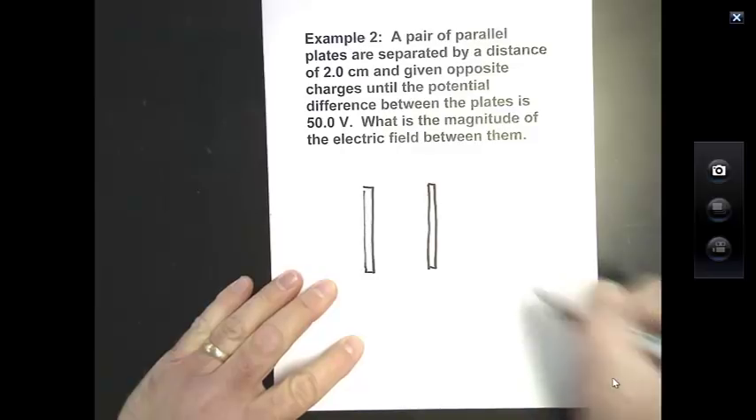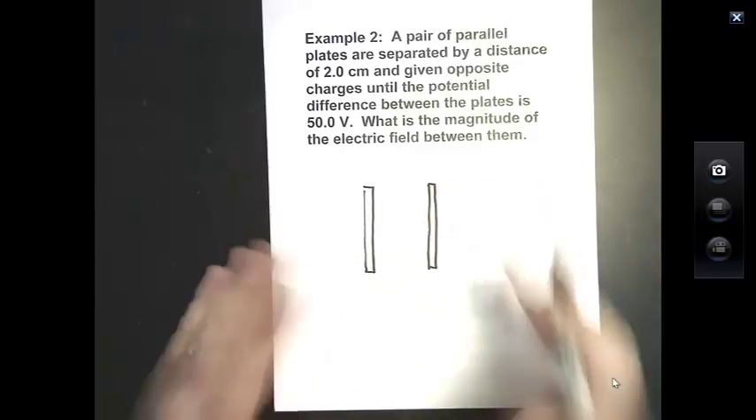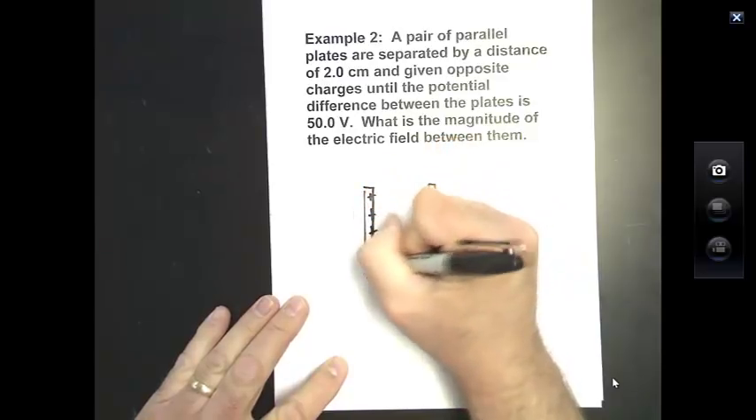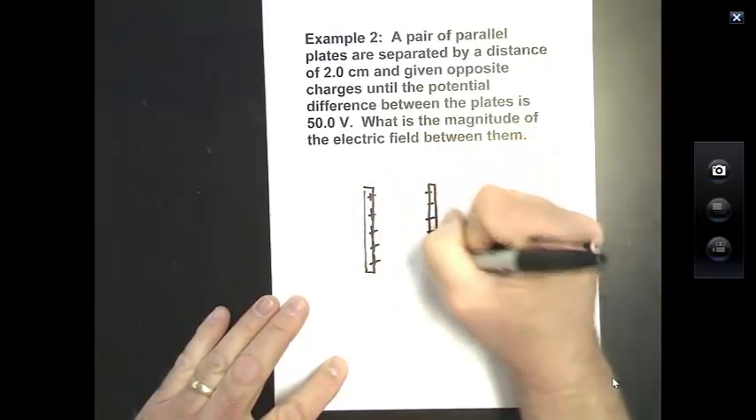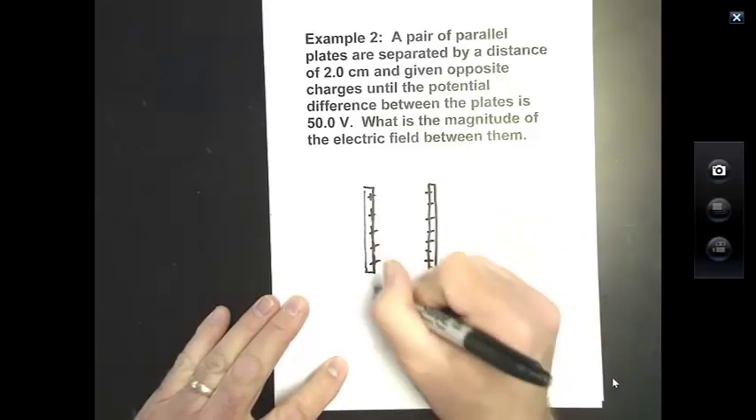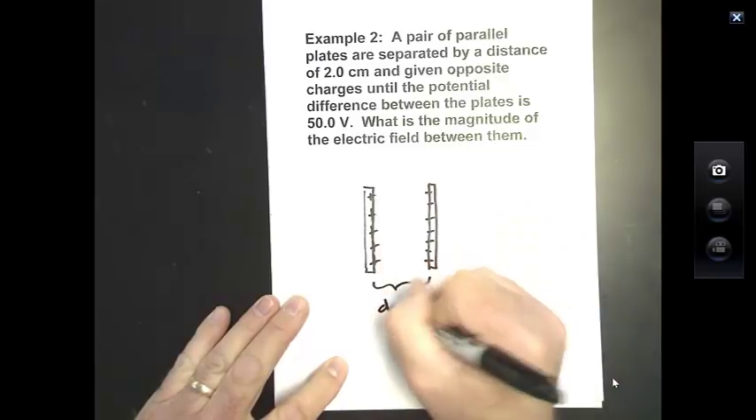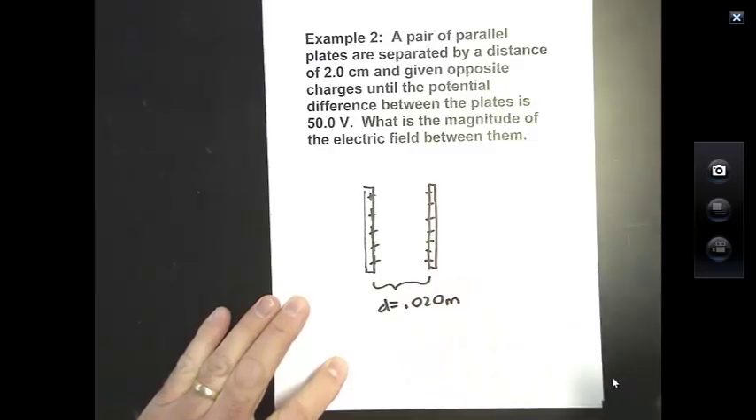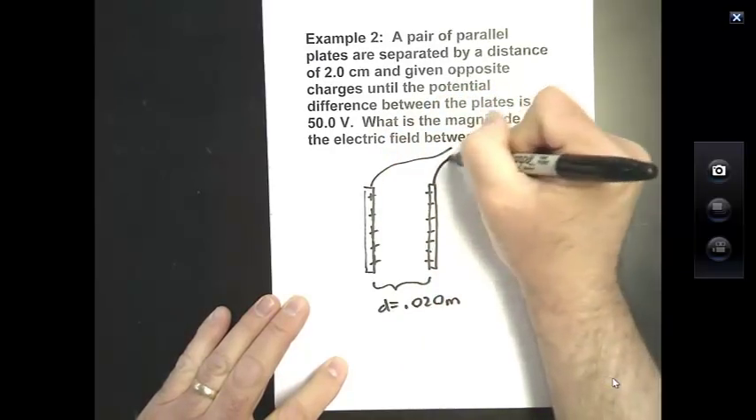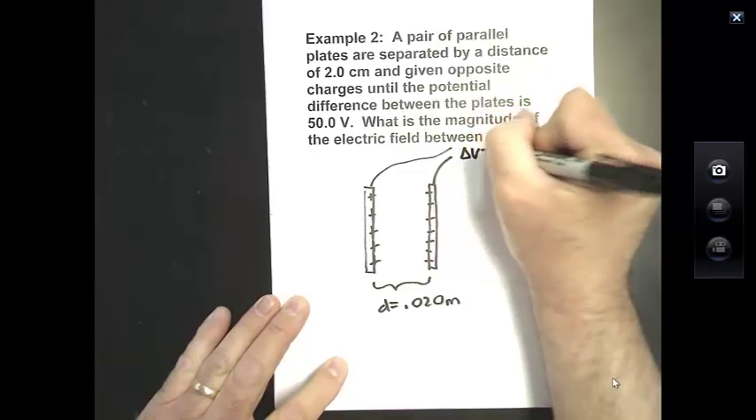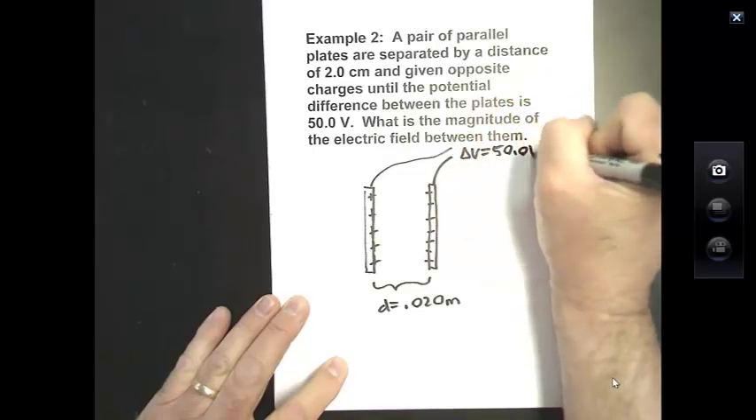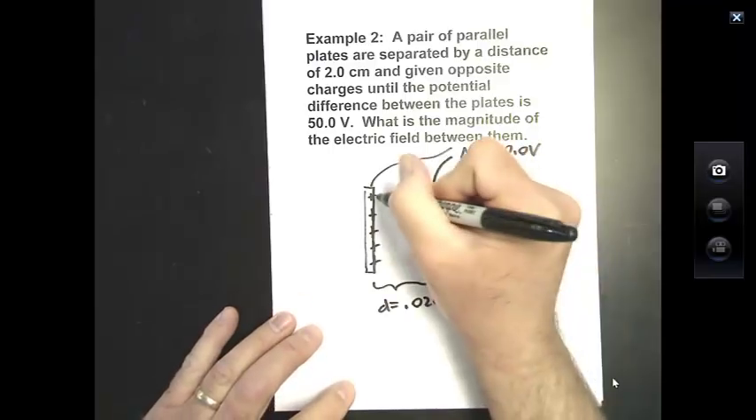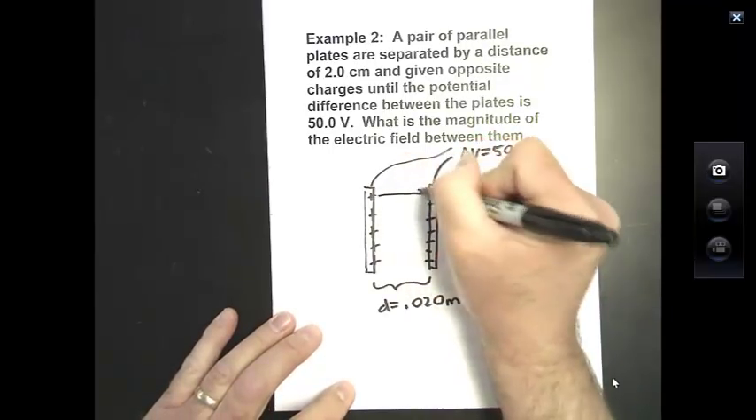So imagine I've got two metal plates, okay, side by side. We make this one really positive, and this one really negative. The distance between them is 2 centimeters, or 0.020 meters. The potential difference between the two plates is 50 volts. And the electric field between them, remember, electric fields go from positive to negative.